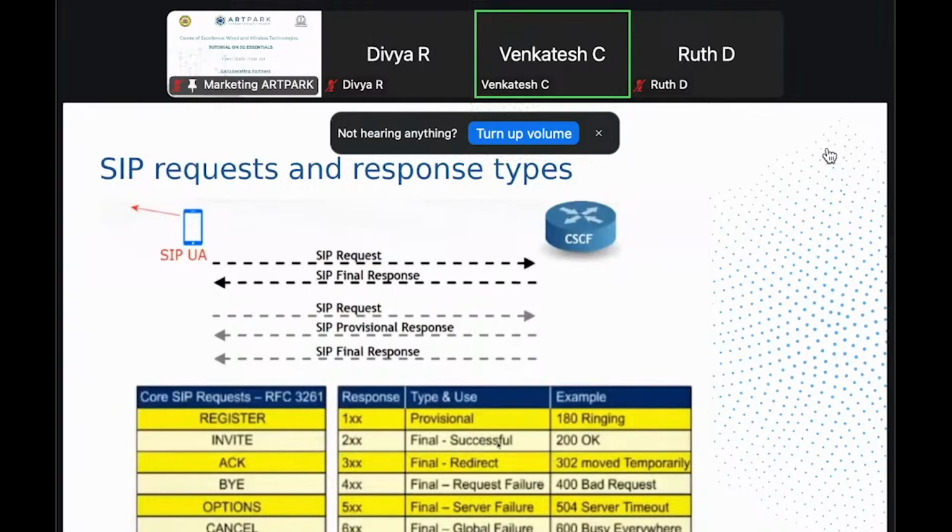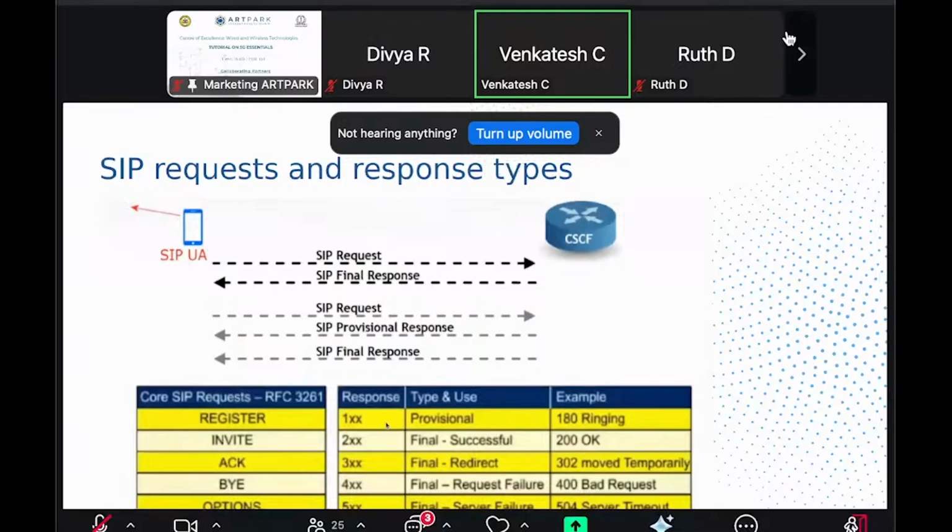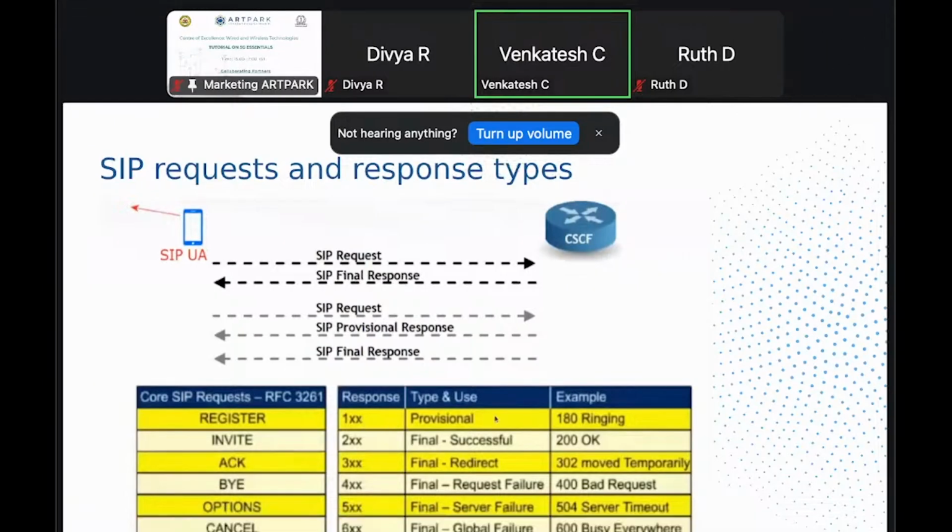The network responds to this request with different status codes, categorized into different series. One is the 100, 200, like different series they categorized. The 100 series is for provisional, a temporary response. Whenever one user wants to call another user, at that time the mobile starts to ring. At that time, one method is called 180 Ringing. So this is a kind of provisional response.